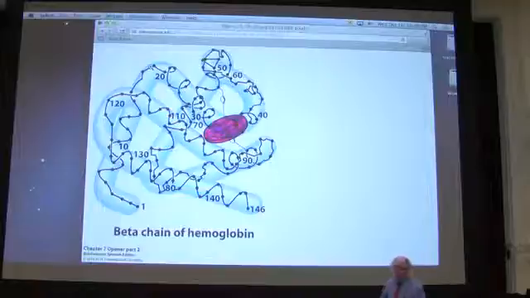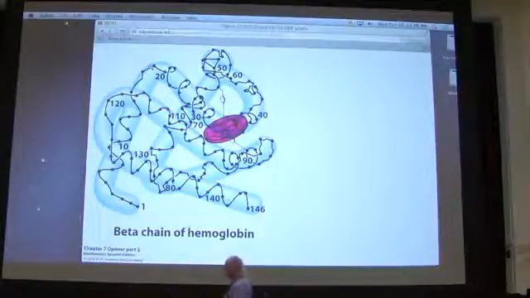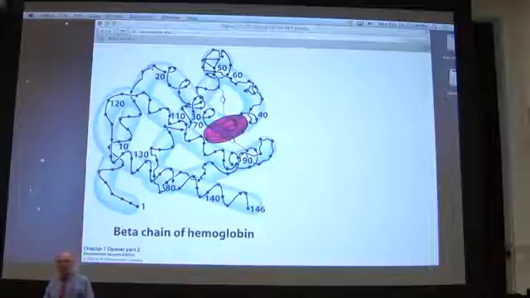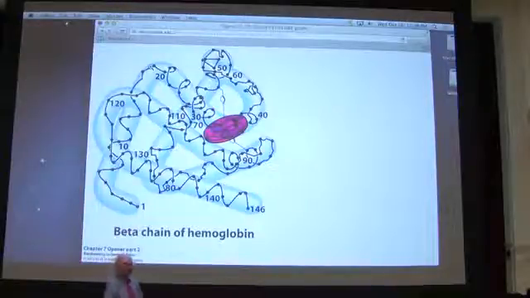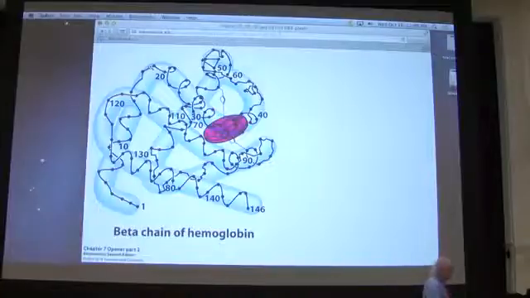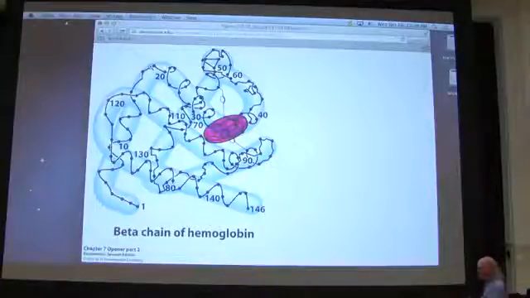Here is the structure of one of the subunits of hemoglobin. This is the beta subunit. And if I were to show you the alpha subunit, you would see it looks virtually identical. It's very, very similar in amino acid sequence and in tertiary structure. If we were to compare the beta chain of hemoglobin to myoglobin, we would also see it's very, very similar. They're related proteins. They're not identical, but they're very similar.